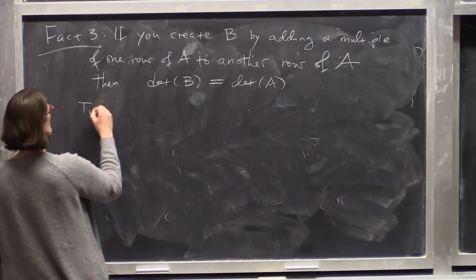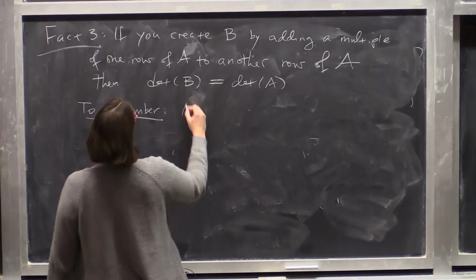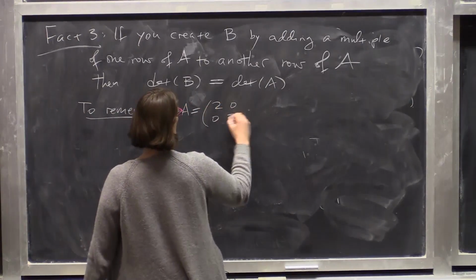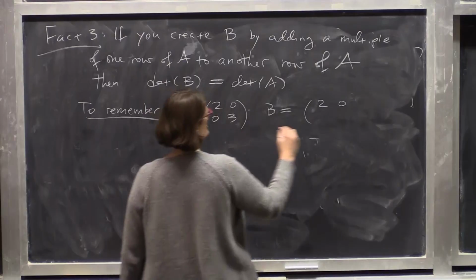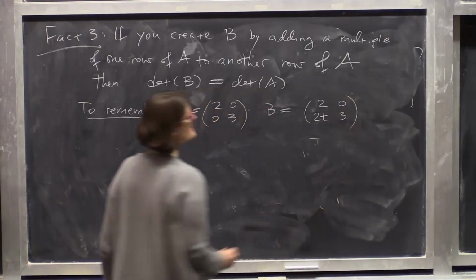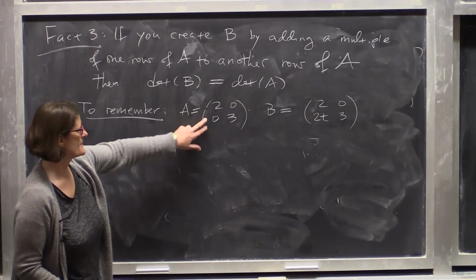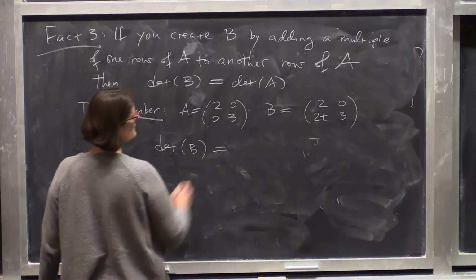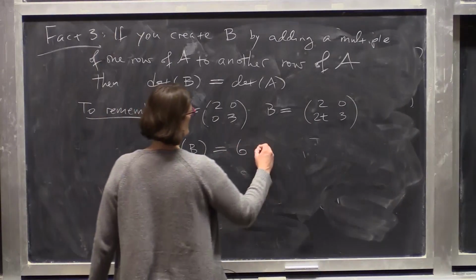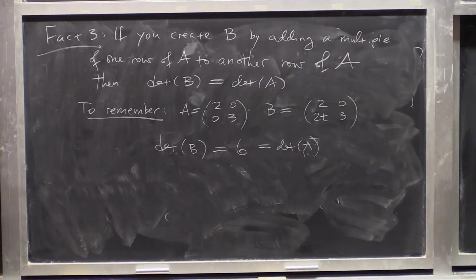To remember, so A is 2, 0, 0, 3. B is 2, 0, 2T, 3. So I took T times the first row and added it to the second. Determinant of B is what? 6, which is the determinant of A. This is not a proof. This is a way for you to remember this fact. So are there questions?